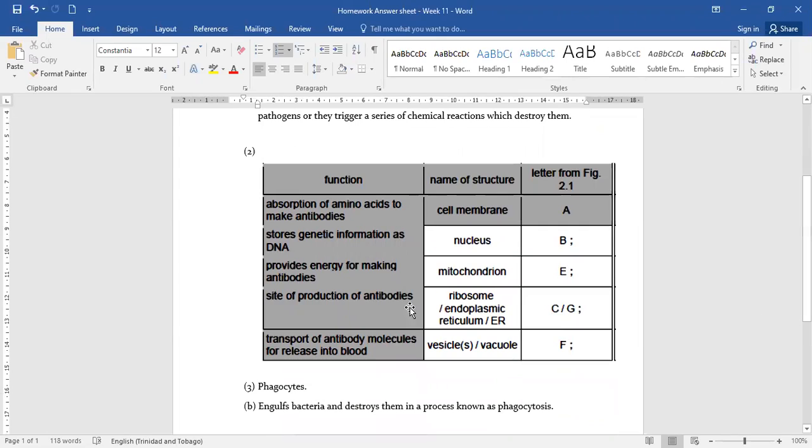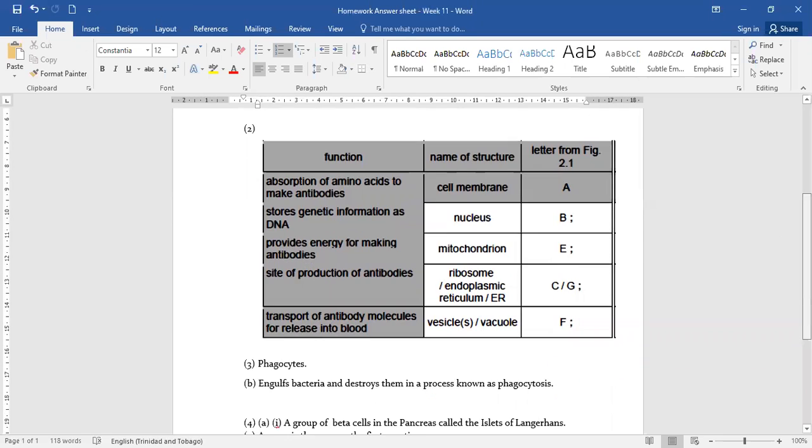Also, after your antibodies have been produced, they have to be transported in a sort of vessel. The part responsible for the transport of antibodies would be vesicles or vacuoles. Now remember, in an animal cell we do not have a vacuole per se, but we have a small version of the vacuole, which is called a vesicle. That would be classed as F, which is here. And that's it, that was your easy one.